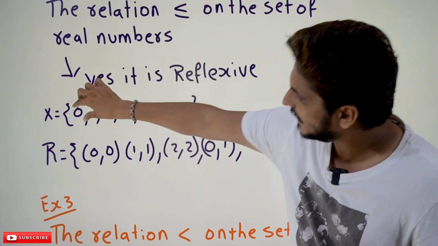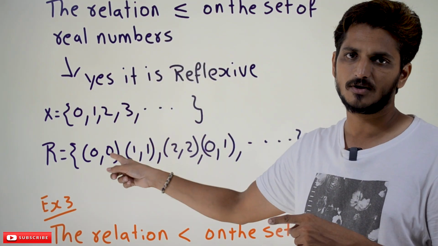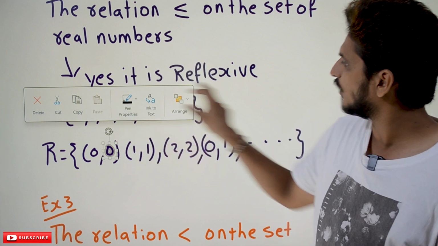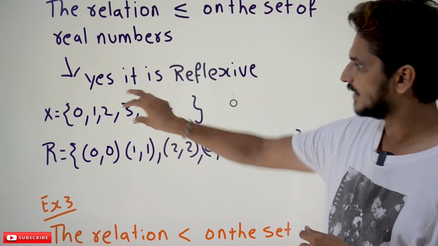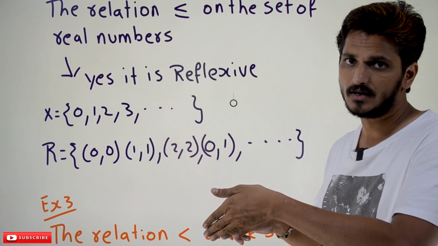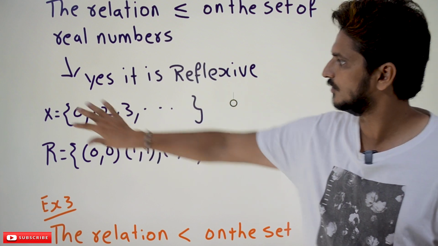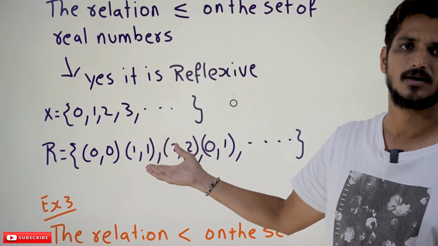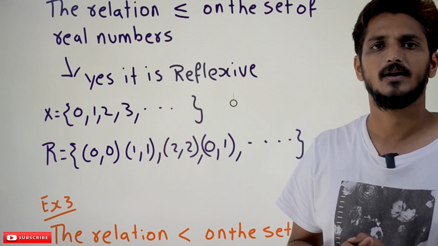You take any x belongs to X. You take 0, 0 comma 0 belongs to our relation. You take 1, 1 comma 1 belongs to our relation. You take 2, 2 comma 2 belongs to our relation. For every x belongs to X, you take any x, x comma x belongs to R. So it is a reflexive relation.